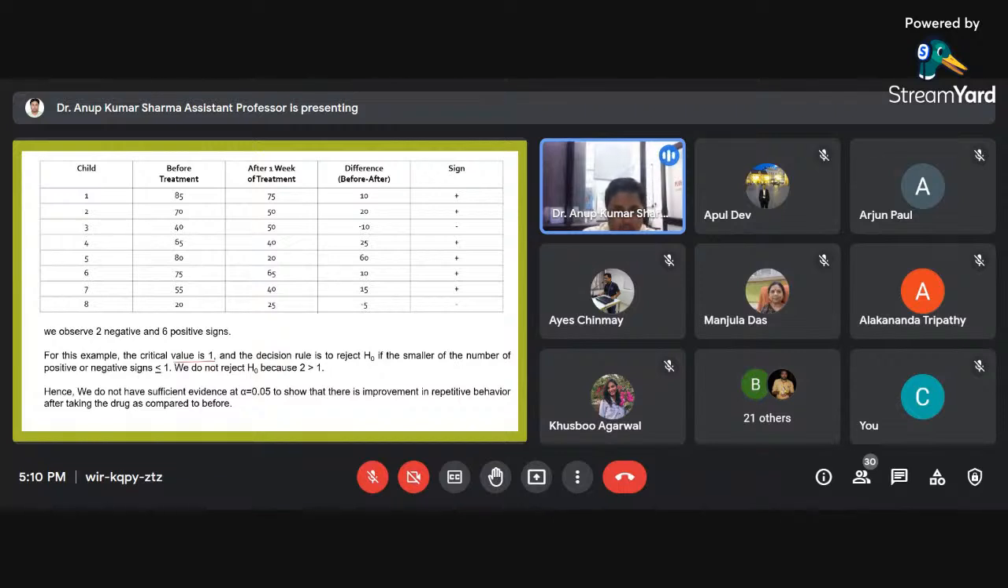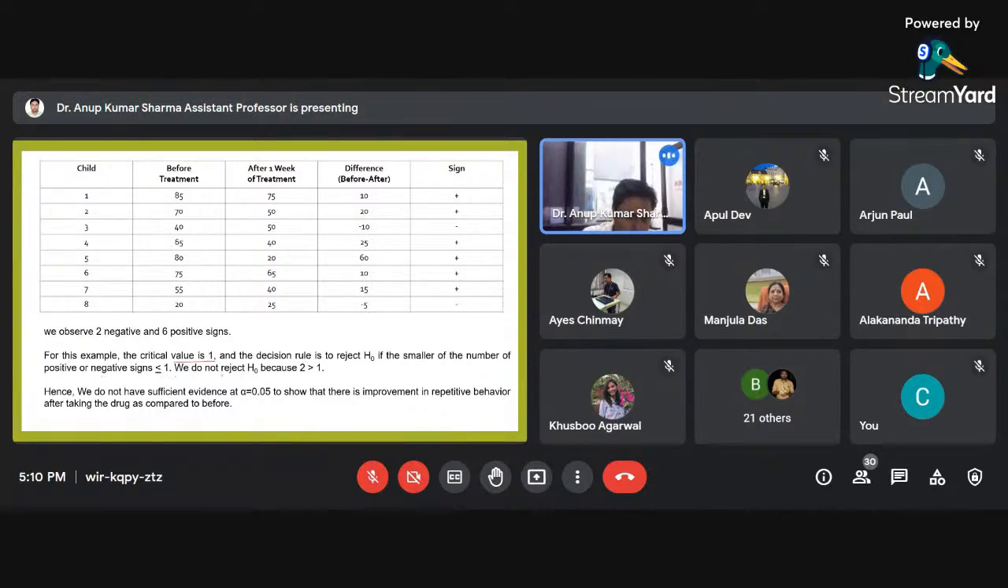So again we see the minimum number. What is the minimum number, the positive sign count or the negative sign count? When they are equal, then H naught is accepted. That is by the theoretical value, but now based on the critical value: reject H naught if the smaller of the number of positive or negative signs is less than or equal to the critical value.